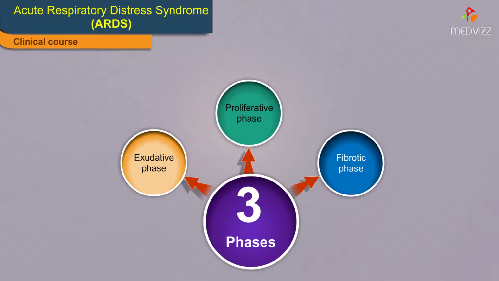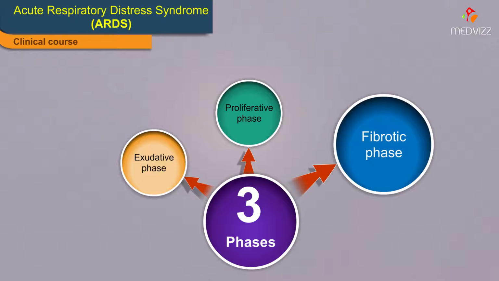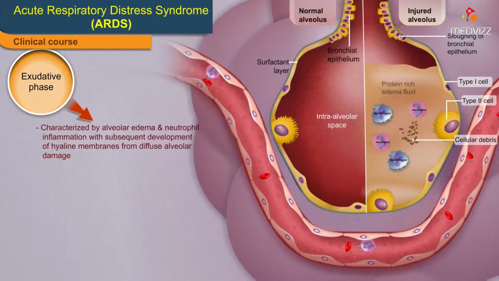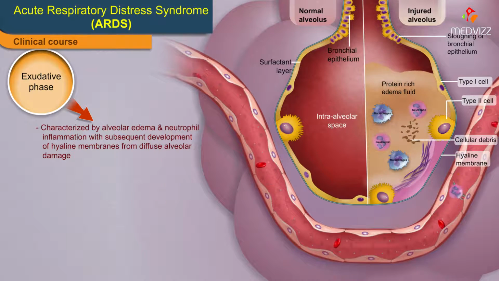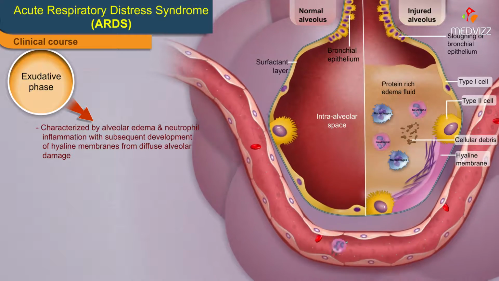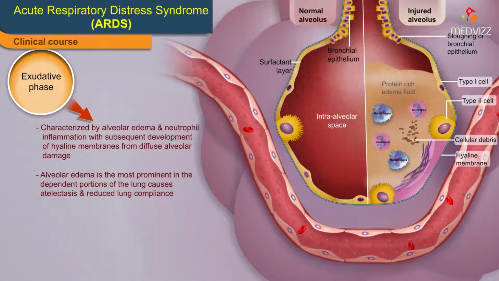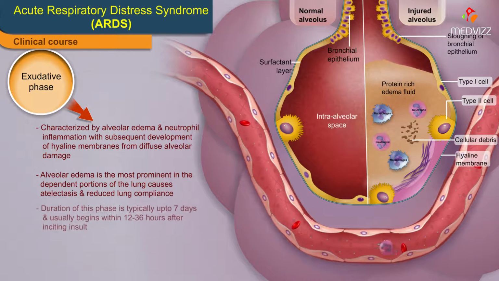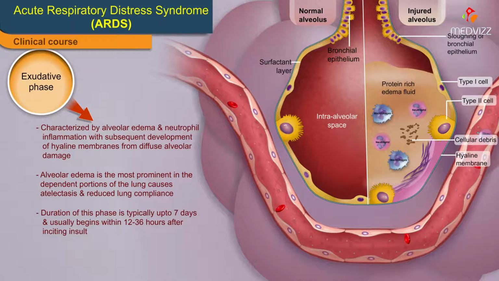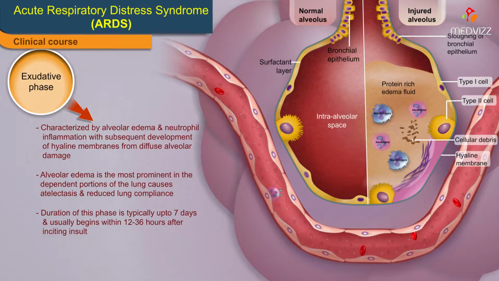The clinical course. There are 3 phases in the natural history: exudative phase, proliferative phase, and fibrotic phase. The exudative phase is characterized by alveolar edema and neutrophil inflammation with subsequent development of hyaline membranes, which are eosinophilic and glassy, and they cause the diffuse alveolar damage. The alveolar edema, which is most prominent in the dependent portions of the lung, causes atelectasis and reduced lung compliance. The duration of this phase is typically up to 7 days and usually begins within 12 to 36 hours after the inciting insult.